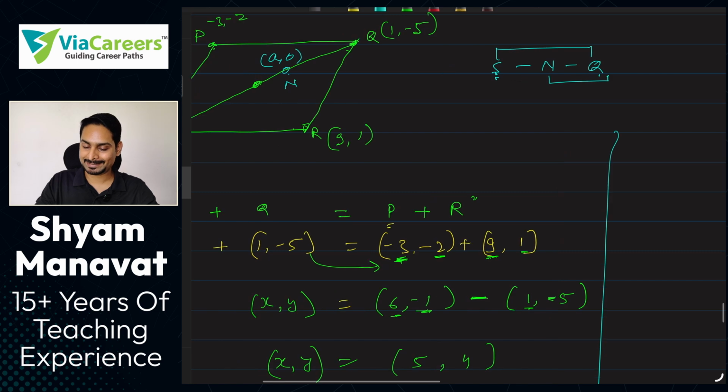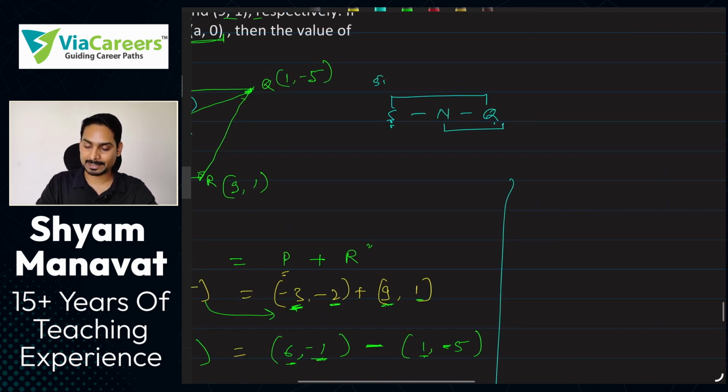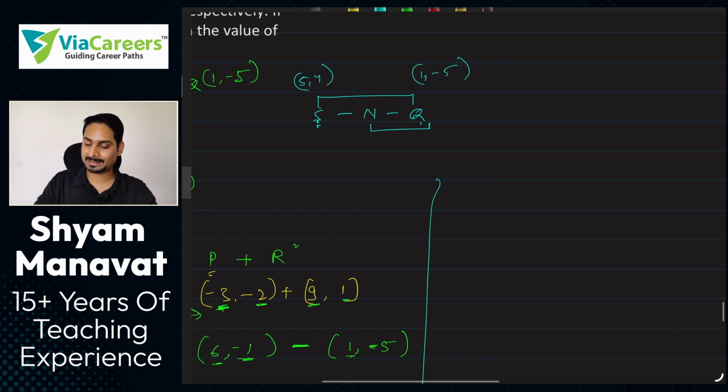If SQ क्या है? S is what? 5, 4. So that's why the coordinate of S was important to us. Okay, 5, 4 and here Q is what? 1, -5. अब slope कैसे निकालते हो आप? Y coordinate minus Y coordinate and then X coordinate minus X coordinate. Okay, so Y minus Y, this will be how much? This will be what? -5 -4. So for SQ, the slope is what? -5 -4. So that become -9.